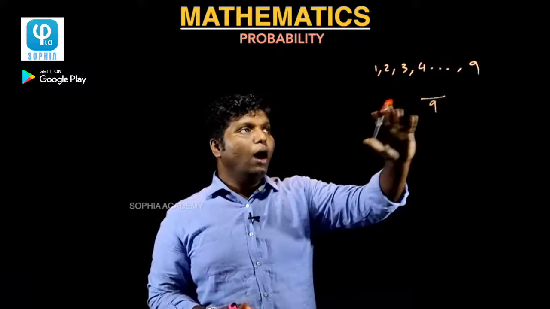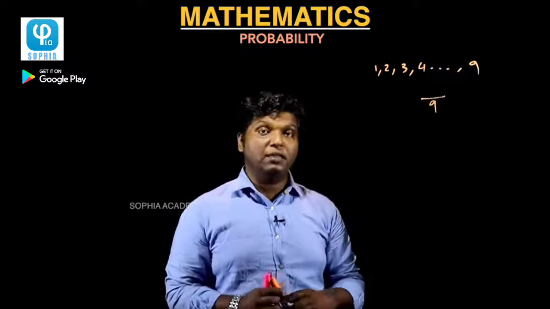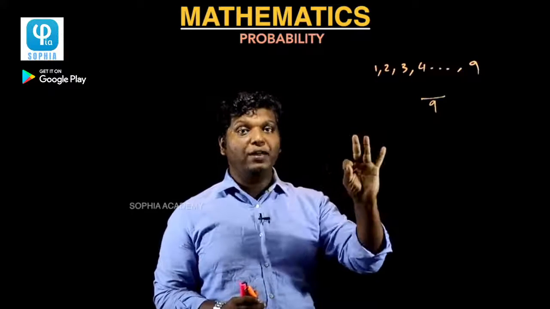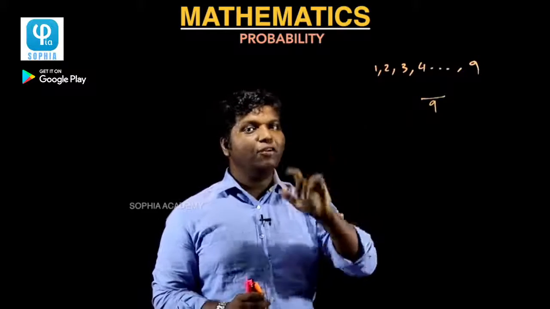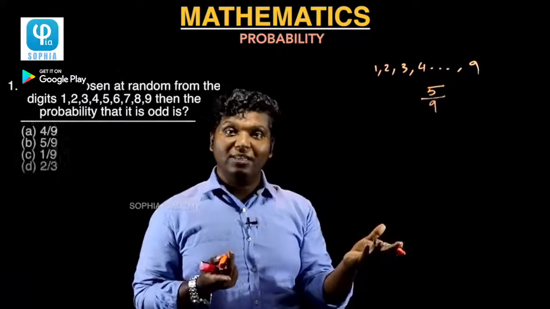So tell me, how many numbers are there which are odd? From this one, just start counting. How many numbers are there? 1, 3, 5, 7, and 9. There are 5 numbers. So simply we can write 5. 5 and 9. That's your answer.